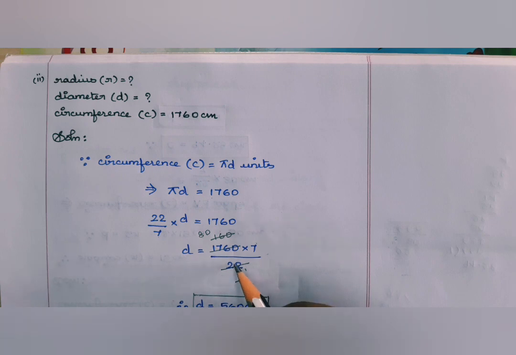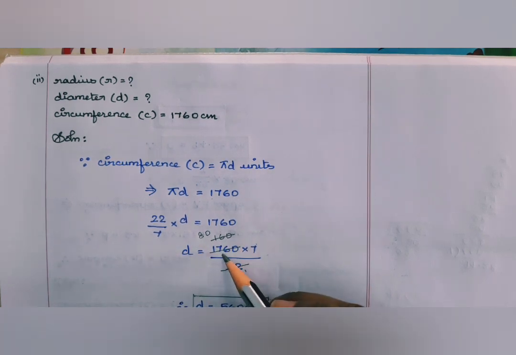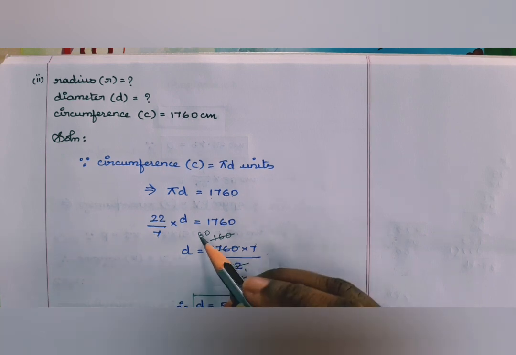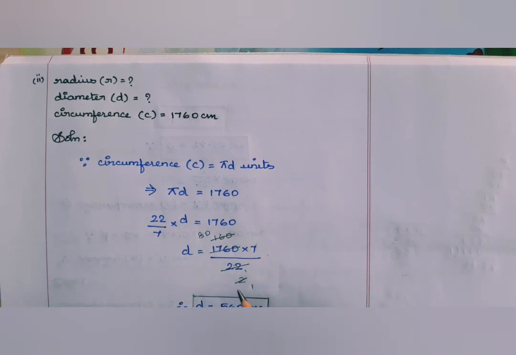2 times 11 is 22 and 160 times 11 is 1760. Again, 1 2s are 2, 8 2s are 160. So 80 into 7 is 560.